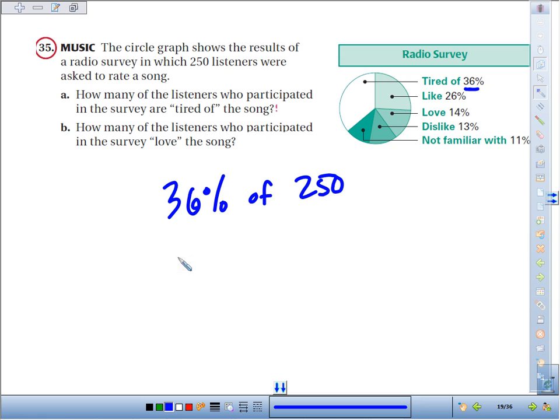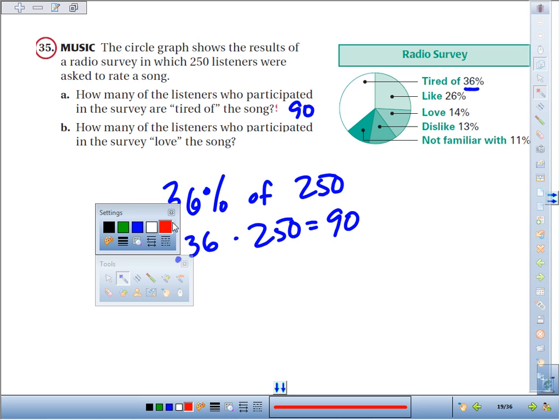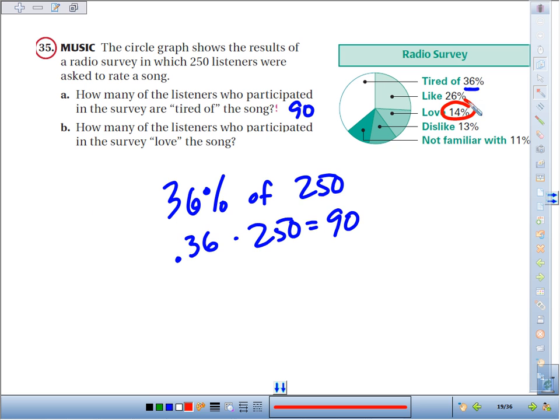So if we use the equation method, 36 is 0.36, of means times, 250 equals, if we do that, 0.36 times 250, we get 90 people are tired of the song. And if we look at part B, how many listeners love the song? Well, that one is going to be 14%.